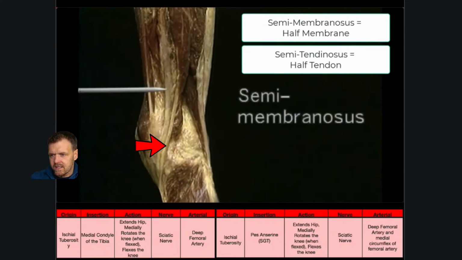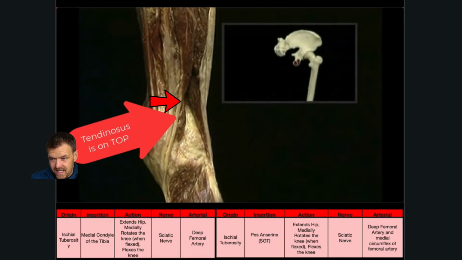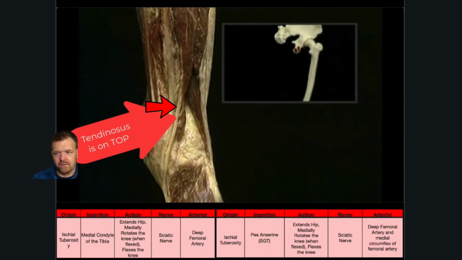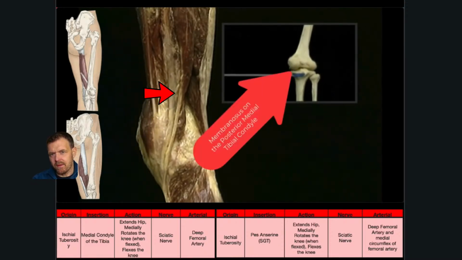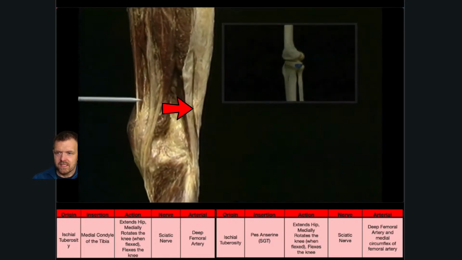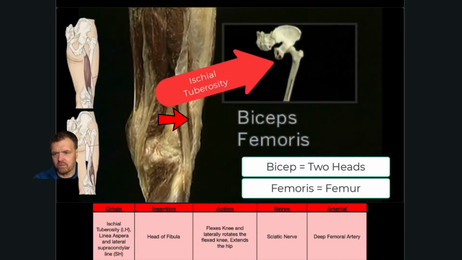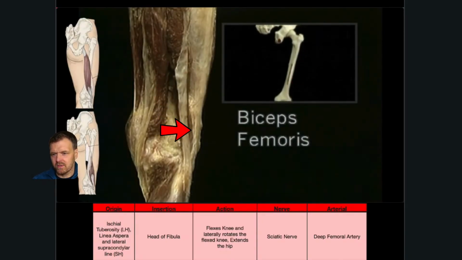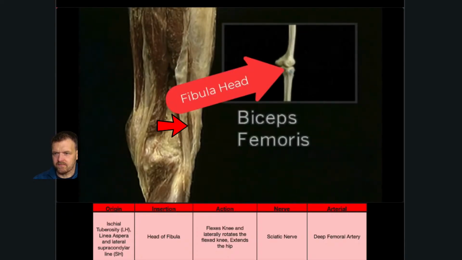So these are your tendons coming down here. Semimembranosus, semitendinosus. Semitendinosus is on top. We covered this when we looked at the knee. So this is obviously the knee portion. The semimembranosus and semitendinosus are on the inside, so they're medial, and then biceps femoris is on the outside, so that's more lateral. Biceps, two heads, femoris, femur. So two heads on the femur, and it attaches onto the fibula head.